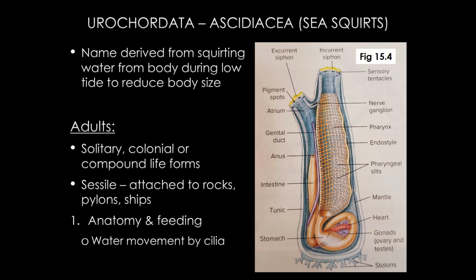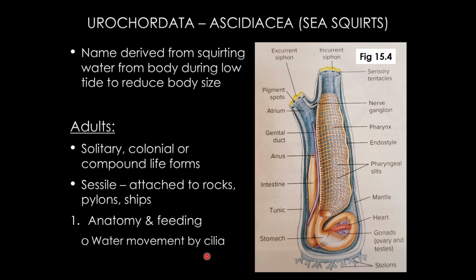Adults are solitary, colonial, or compound life forms. They're sessile, attached to rocks, pylons, ships. They can attach themselves to all sorts of things. The anatomy and feeding, we're going to go into that in a moment. The water movement is by cilia, so they have cilia that move water inside the organism.